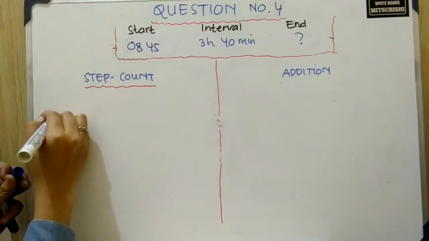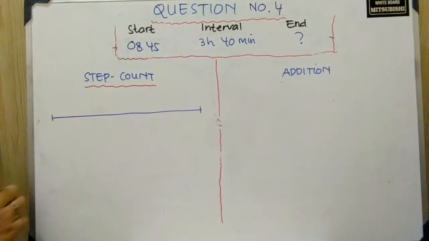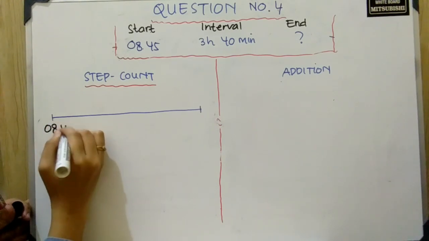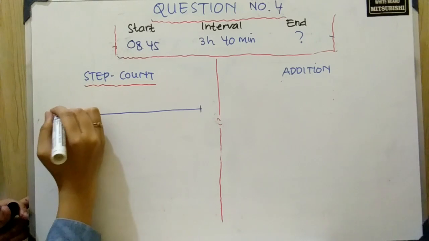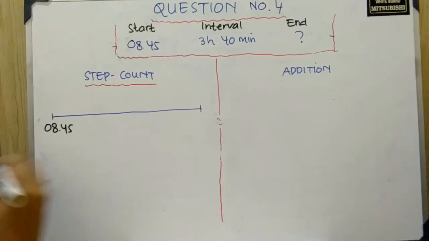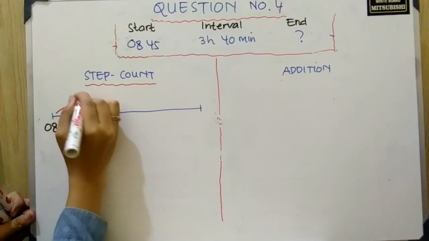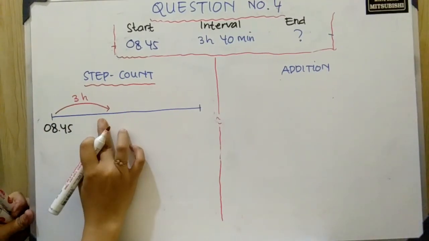Here we draw a line and we write the start time, that is 8:45. Now we count on 3 hours 40 minutes. So the next 3 hours is at 11:45.